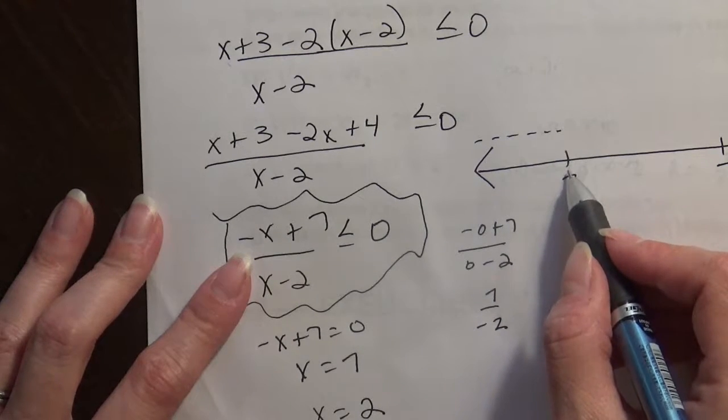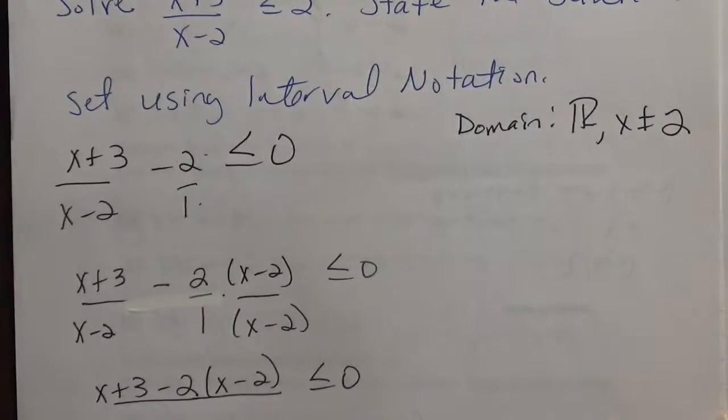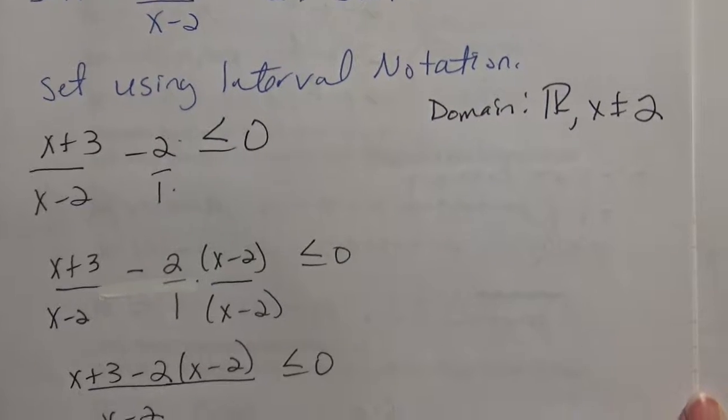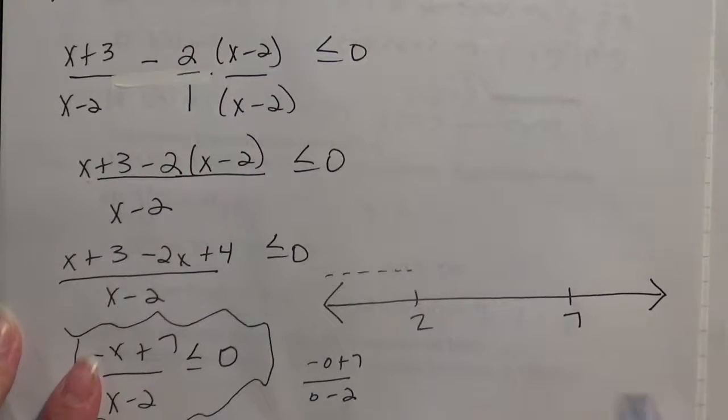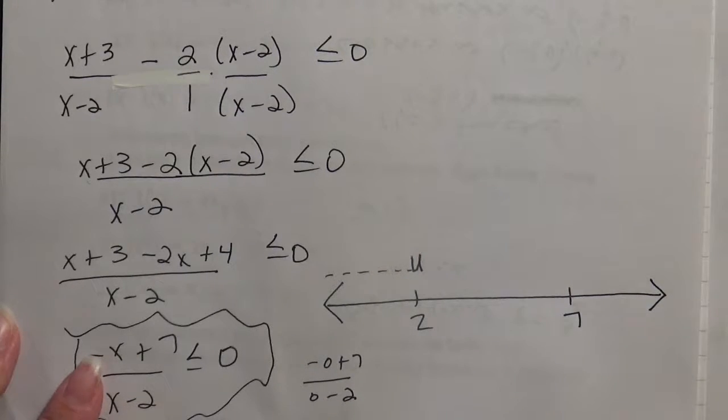When x equals 2, what happens? Well, remember your domain? The domain said that x can never equal 2. So if x equals 2, that gives us an undefined value. I'm going to put a u for undefined because 2 is not in my domain.